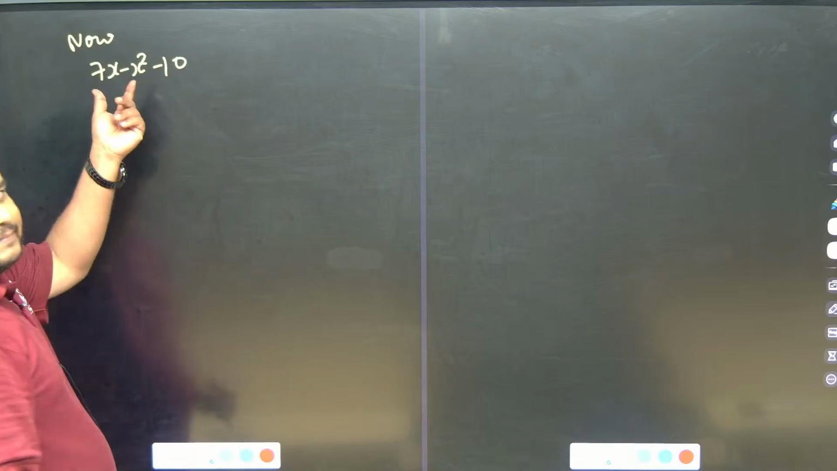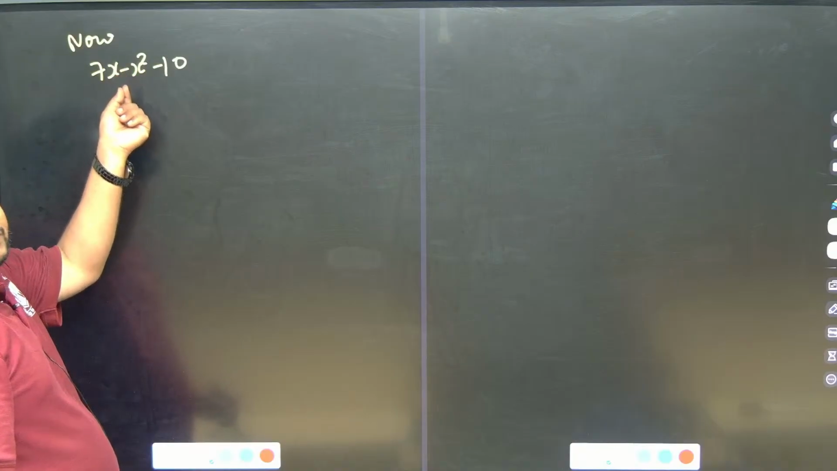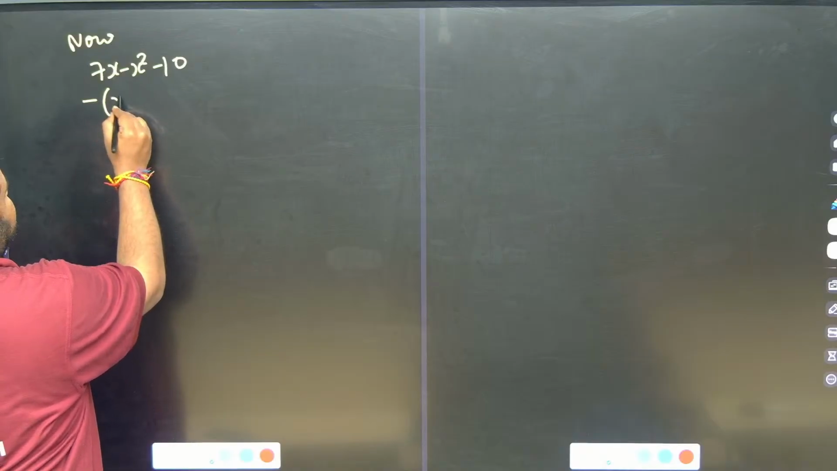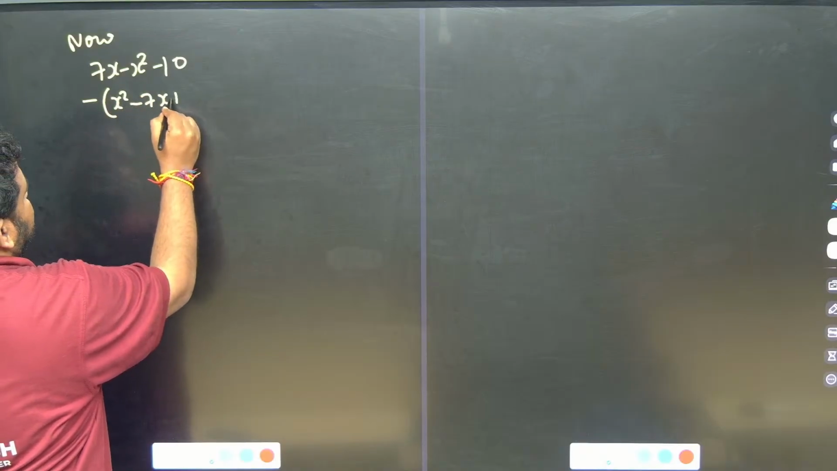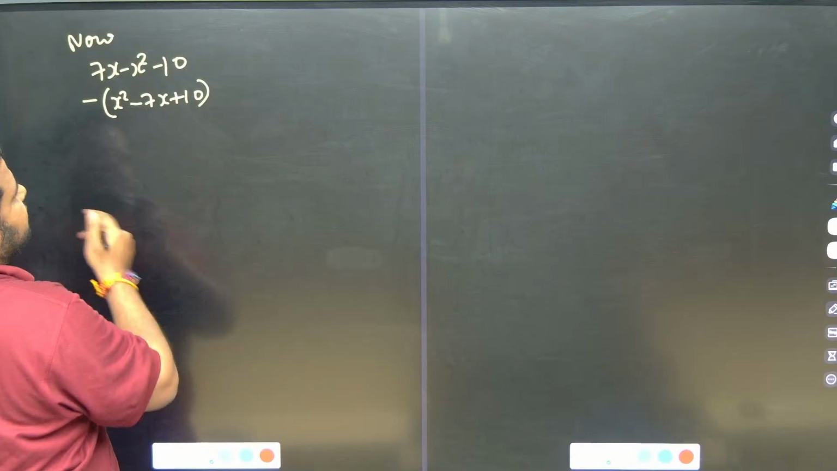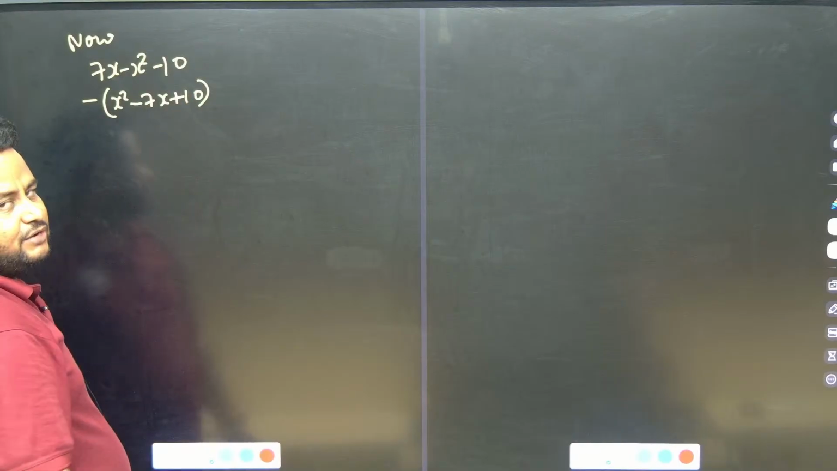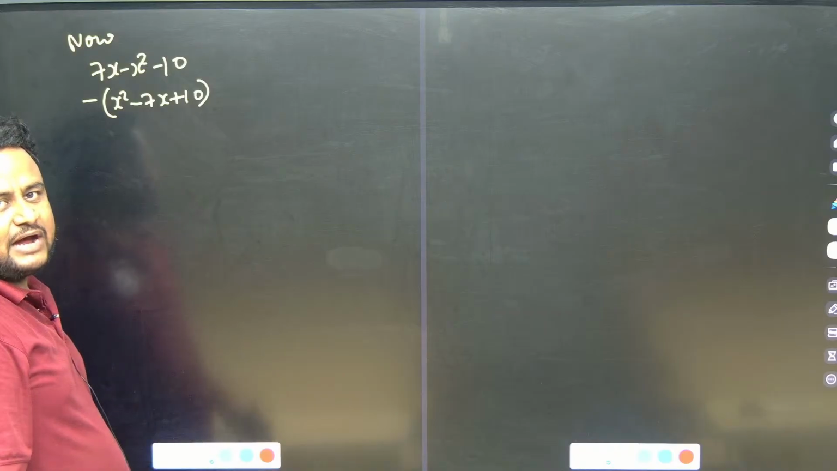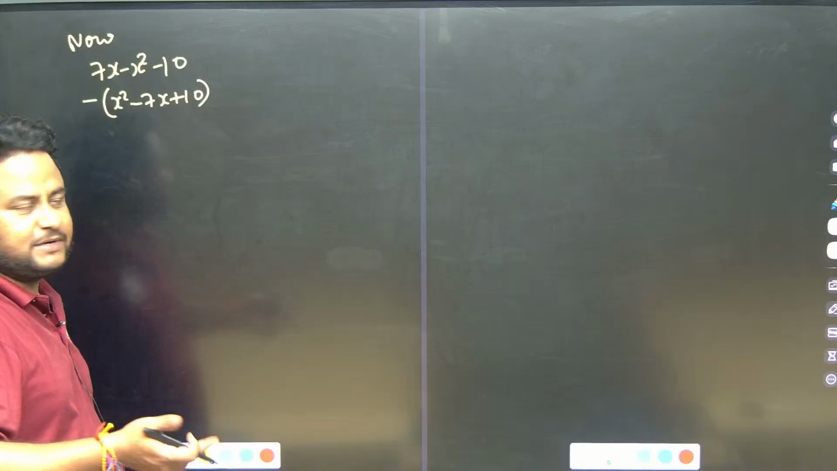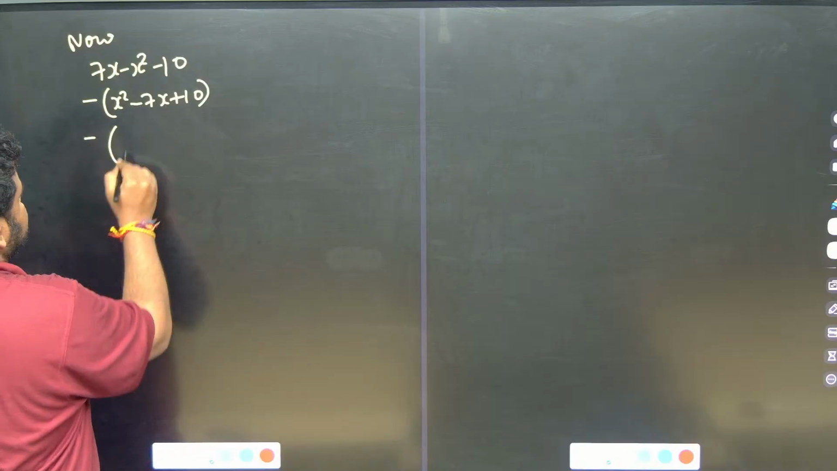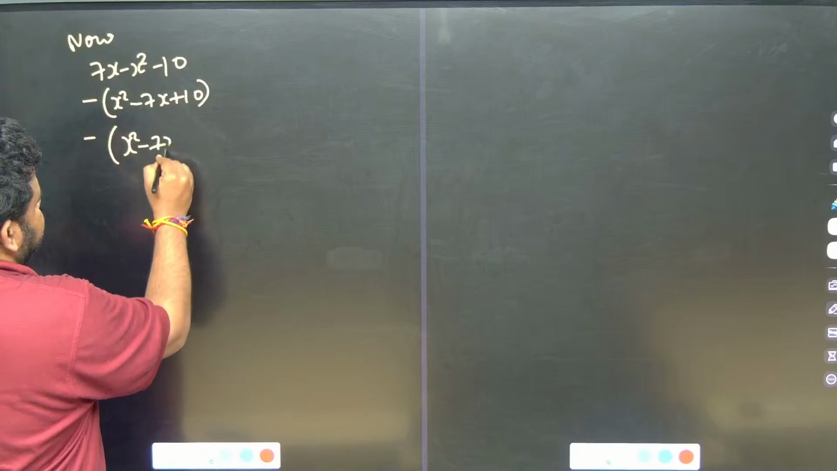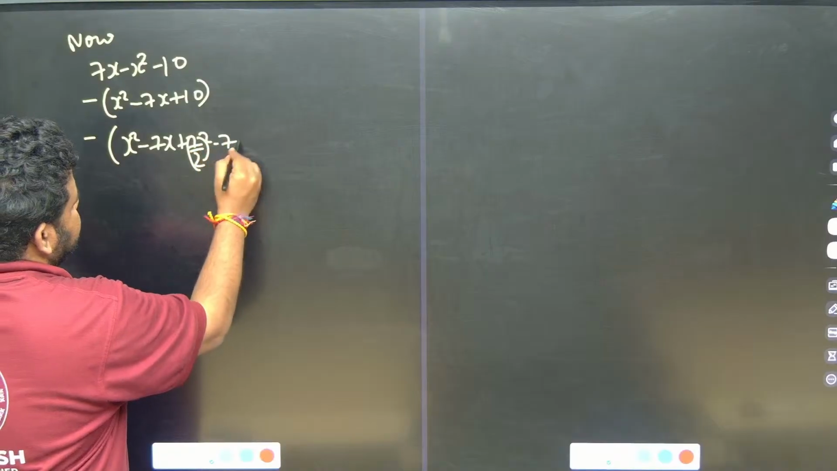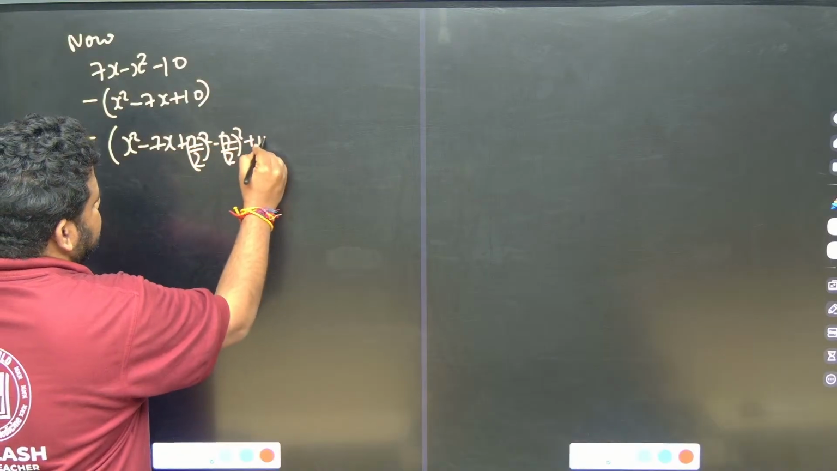Here we have to use the completing square method, but the coefficient is minus 1. We want it to be plus 1, so let us take minus outside. This will become x square minus 7x plus 10. Now the coefficient of x is 7, so I have to multiply by half, which gives 7 by 2. I have to add 7 by 2 whole square and subtract 7 by 2 whole square. So this will become minus of x square minus 7x plus 7 by 2 whole square minus 7 by 2 whole square plus 10.